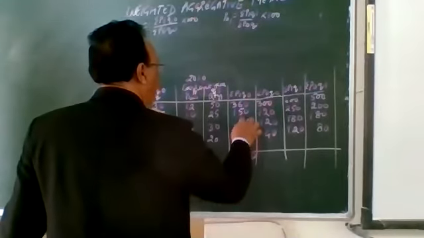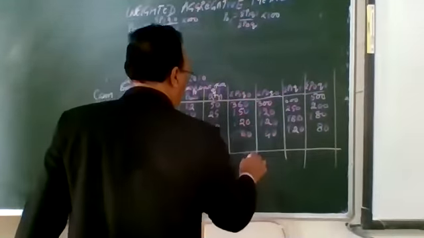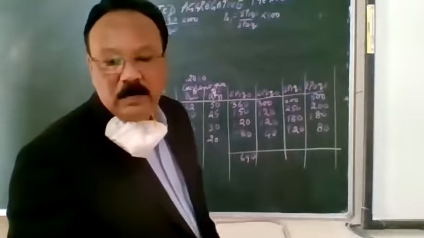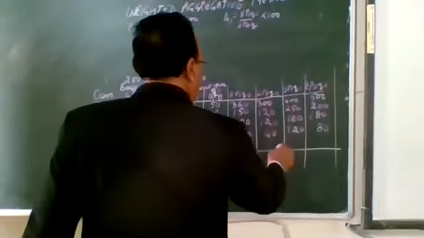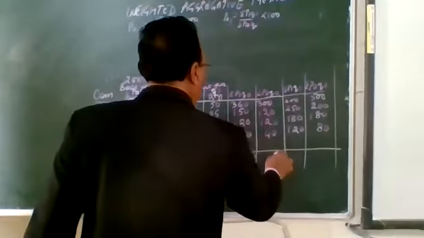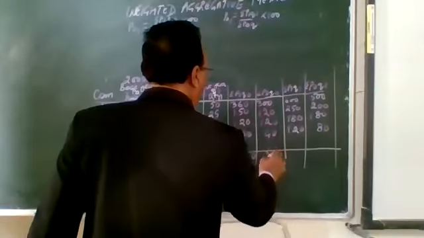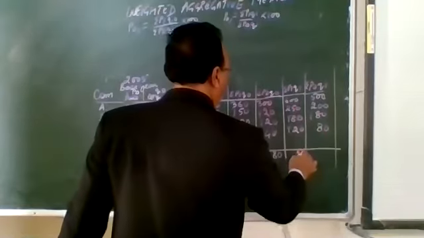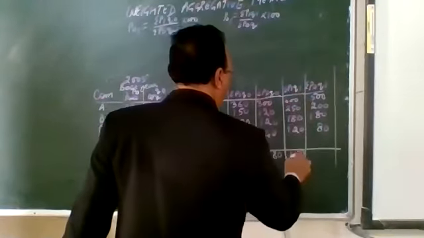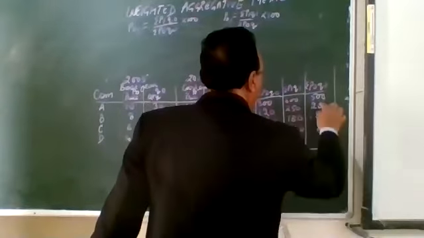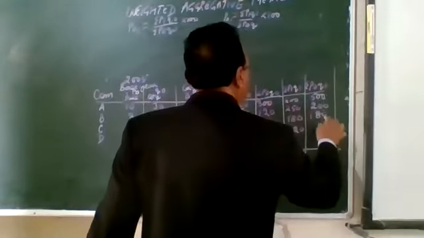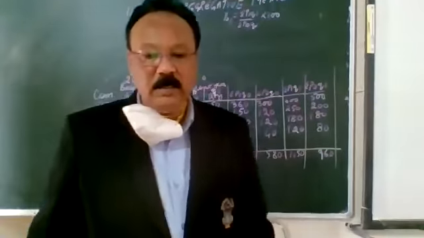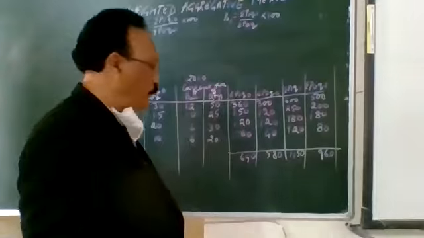Adding up, 690. Okay, then 580. Then 960. Now substitute these values.